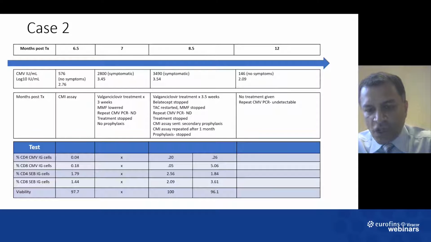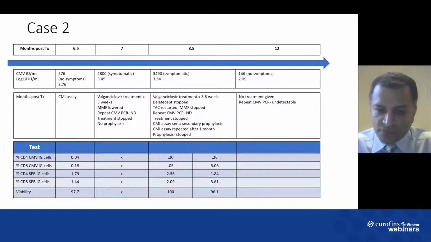The treatment was stopped. At this point, we sent a CMV immunity assay to decide if the patient might be a candidate for secondary prophylaxis. So 3.5 weeks into the therapy, when we were ready to stop the treatment, we sent a CMV immunity assay, which showed that there was an improvement in the CD4 response, but there was a slight lower trend in the CD8 response.